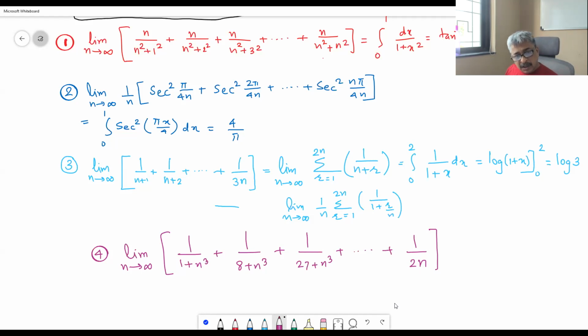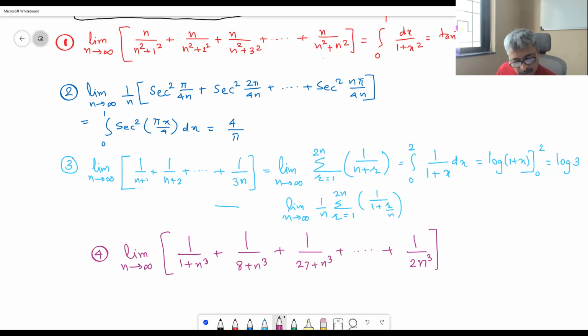Is it correct? Last term. Or 2n cube it should be, I think. 1 cube, 2 cube, 3 cube, n cube plus n cube. Yeah, 2n cube.